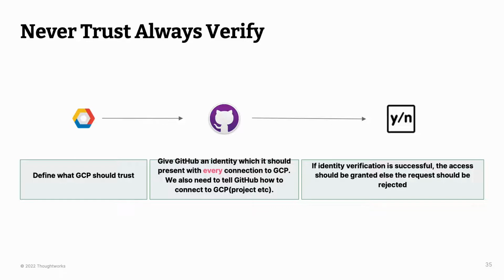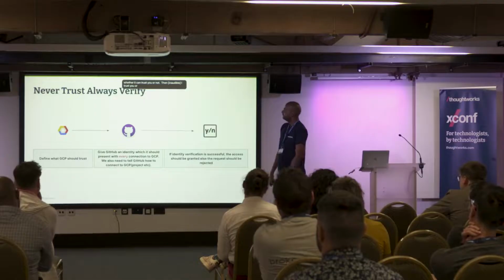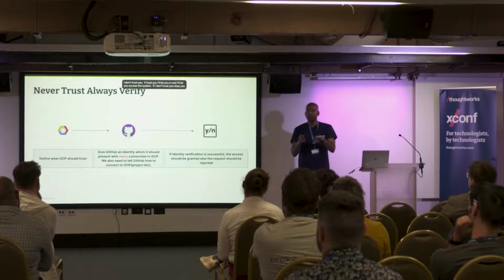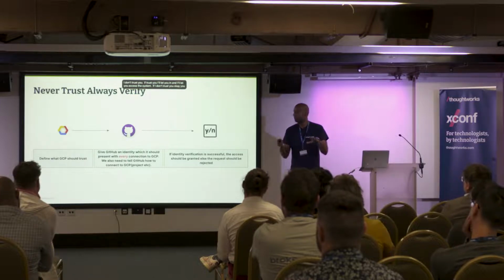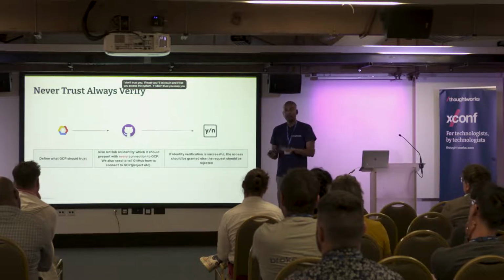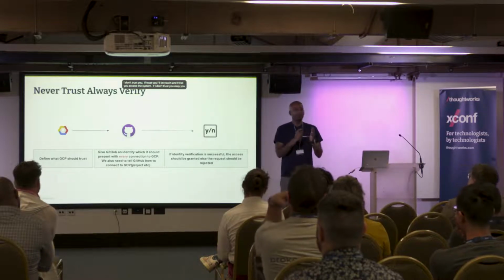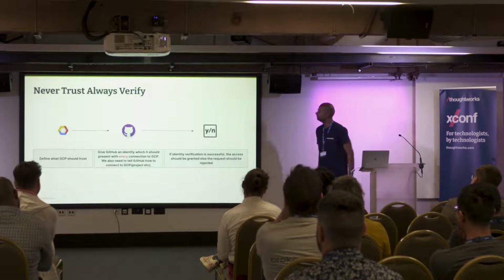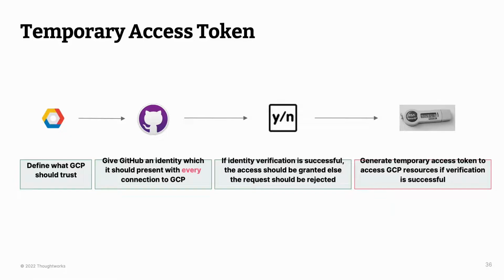If I don't trust you, okay, you stop right here. And that has to be done every time a new connection is requested. So we verified your identity once, but we're going to verify it again if you want to access the system next time. Never trust, always verify. Second thing, temporary access token. Let's think of a scenario where I trust you and I allow you access, but for how long? How long can I trust you?